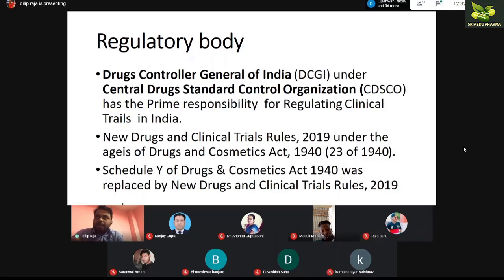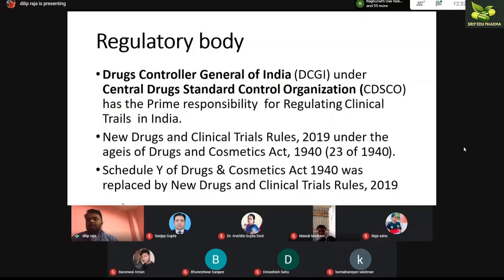Let's imagine the alcohol. We have the excise department to regulate the alcohol, right? Similarly, we have a regulatory body in each and every country. Each and every country has its own regulatory bodies to look after all the clinical trials and the research and the drug-related imports, exports and all.